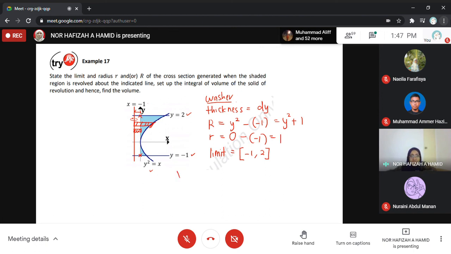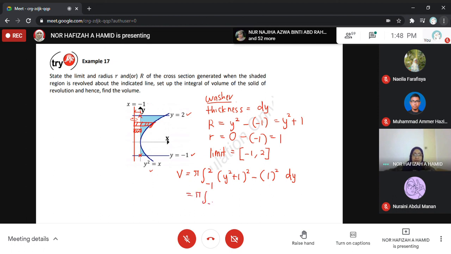Okay, so we have V equal to pi, limit negative 1 until 2. So outer radius, you square kan. Okay, so minus with inner radius, square, and thickness is 1. Okay, lepas tu you expand dulu. Okay, pi. Okay, you expand, you have y power 4 plus 2y2 plus 1. Okay, lepas tu minus with 1 and we have dy.